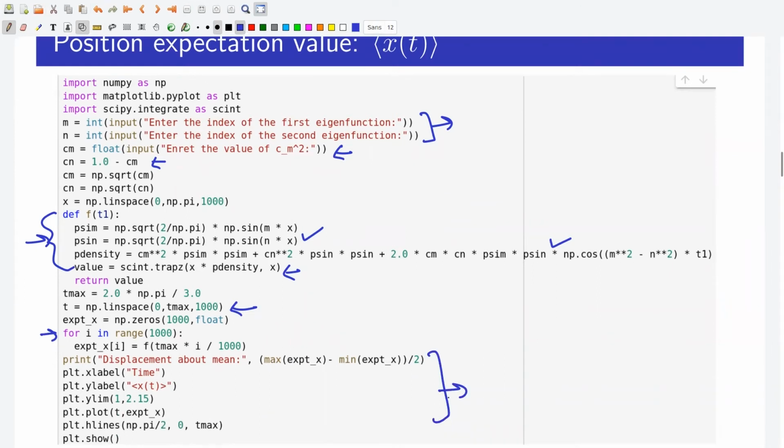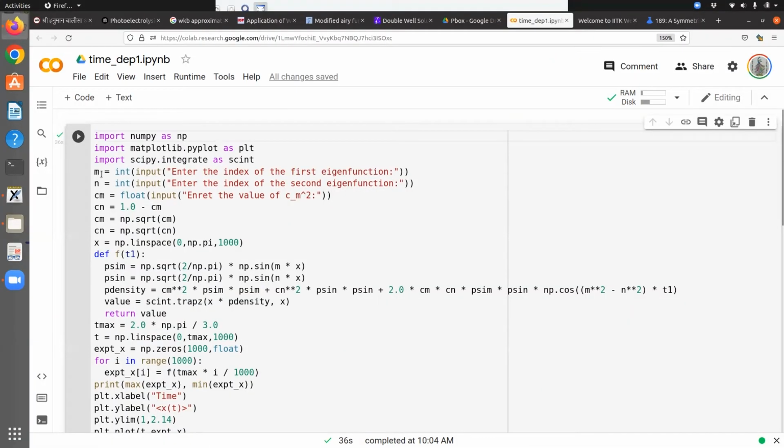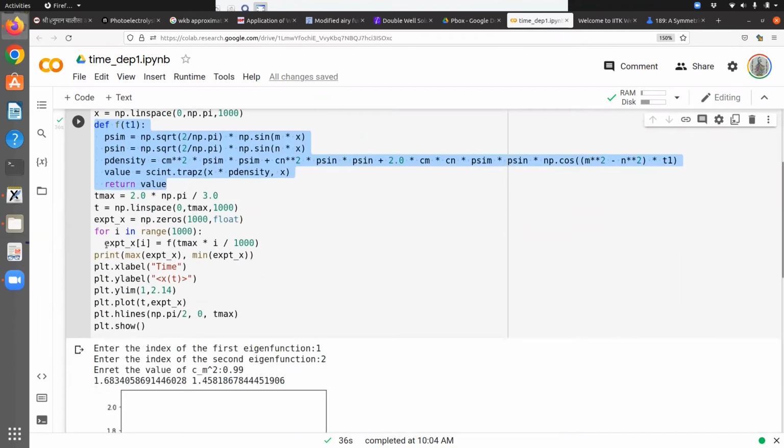Let us run the code and see some output. This is how the code looks. These are the input variables. This is the user defined function that will calculate the integral to get the position expectation value. And this is the for loop which calculates the position expectation value at different times. And this is where we plot the position expectation value.